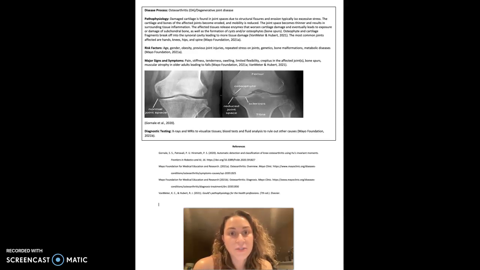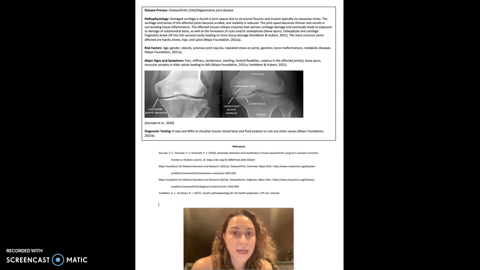The affected tissues then release enzymes that worsen cartilage damage and eventually lead to exposure or damage of the subchondral bone, as well as the formation of cysts and/or osteophytes or bone spurs, which are basically just new growths of bone. Osteophyte and cartilage fragments break off into the synovial cavity, leading to more tissue damage. The most common joints affected are typically the hands, knees, hips, and spine.